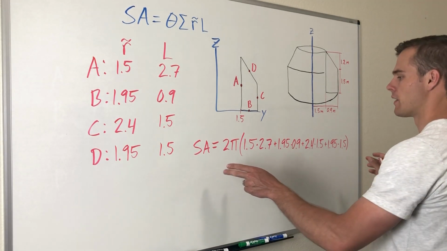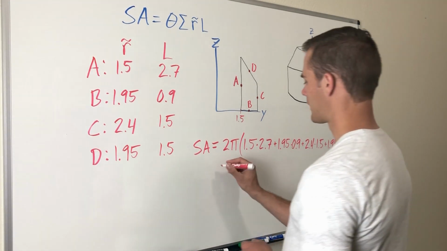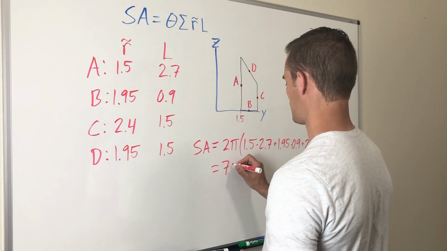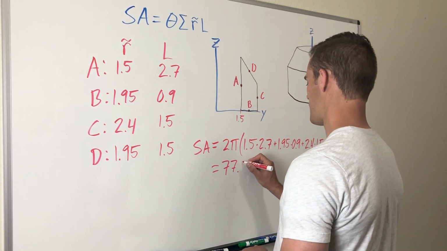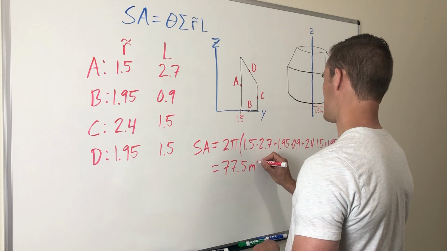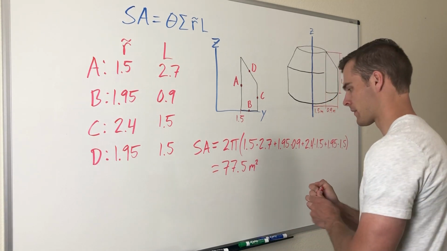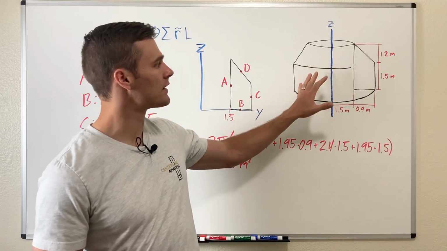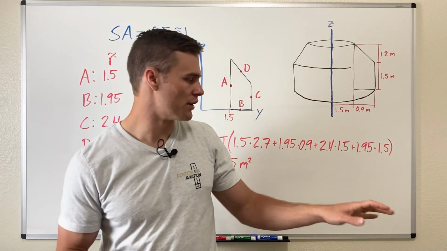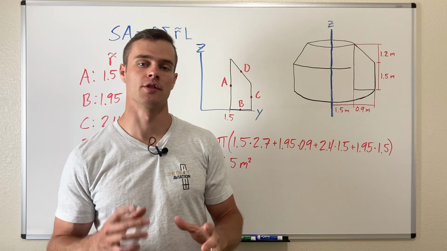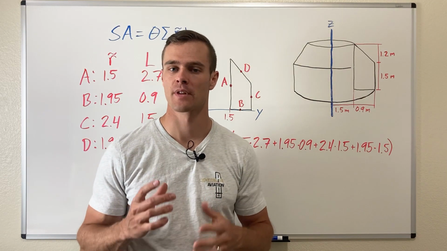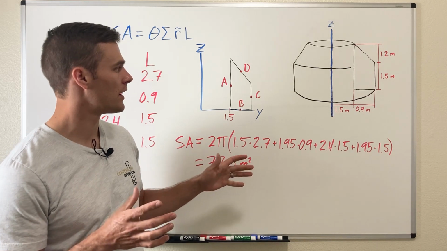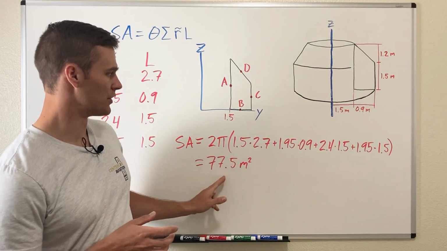And so plugging all this into your calculator, the surface area of the whole thing is 77.5 square meters. And this might be helpful, say if you needed to paint this object and you knew how much paint it took to cover a certain area, and this would help you to do that.